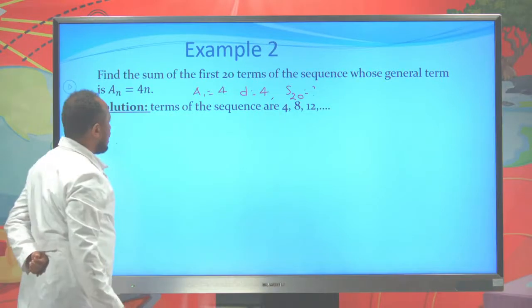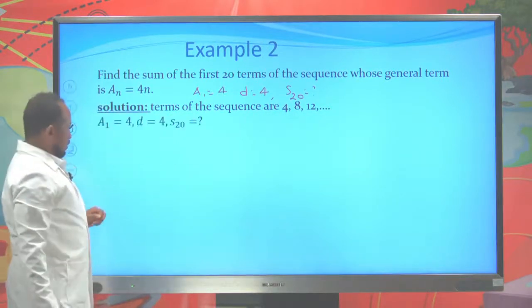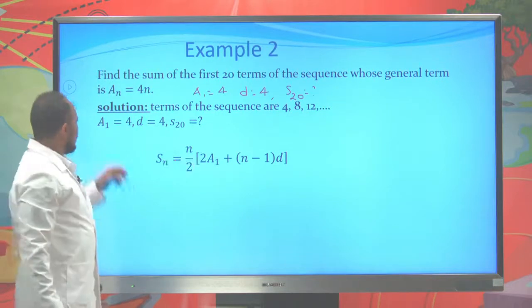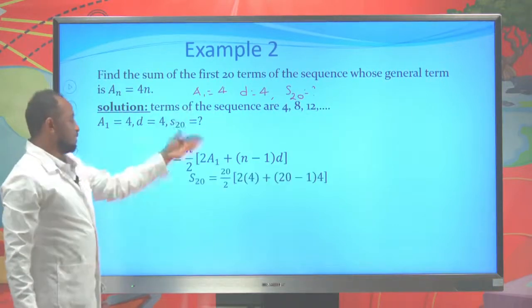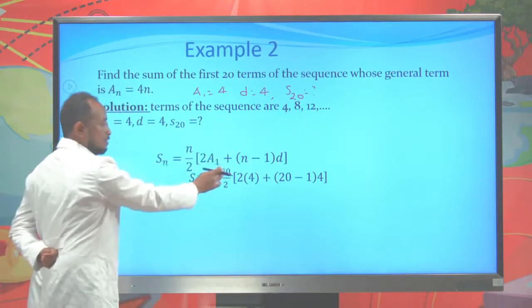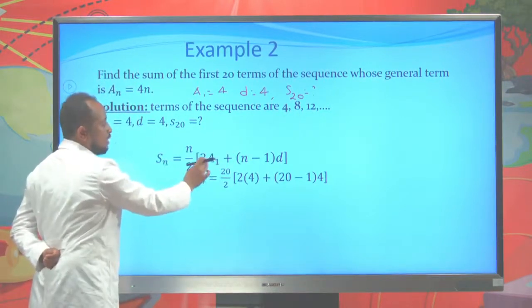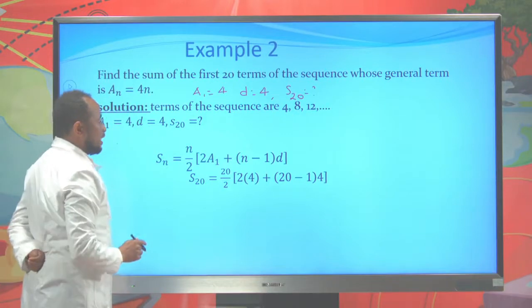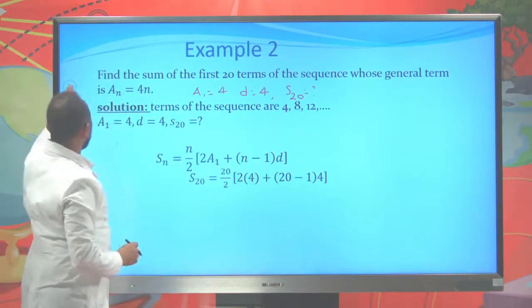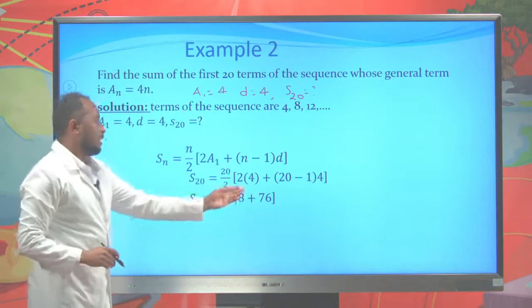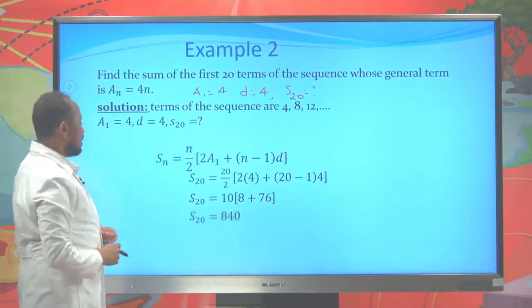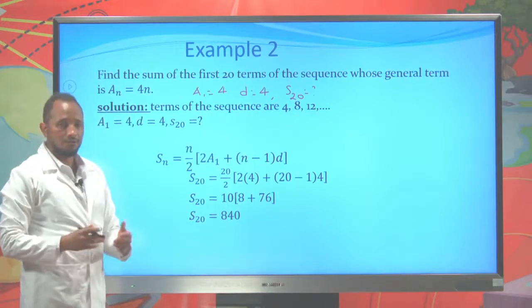So applying the formula, Sn is a formula like this. Putting the numbers in the formula, the sum of 20 terms: n is 20, so 20 over 2 times twice 4 plus 20 minus 1 times 4. Therefore, this will be 10 times the result, 8 plus 76. The final answer will be 840.